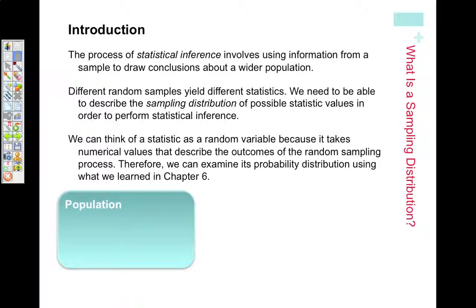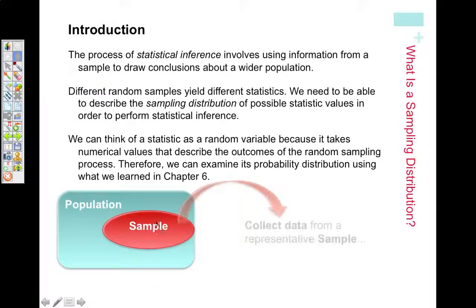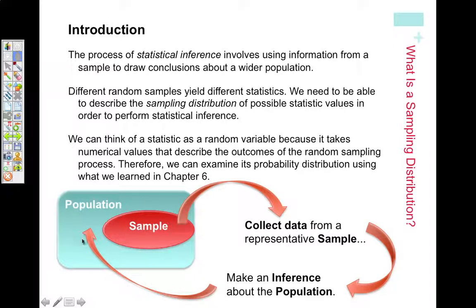So we've seen these words before. Inferring something means we're going to draw conclusions from our sample about the wider population. One thing you have to understand is that different random samples yield different statistics. If I have this population and I take a sample out of it, we look at data, and then we can use that data to make inferences about the population. But what you have to understand is that different samples will have different data, thereby giving us, for instance, different means within that sample. So what do we do with that? That's what we're going to look at.